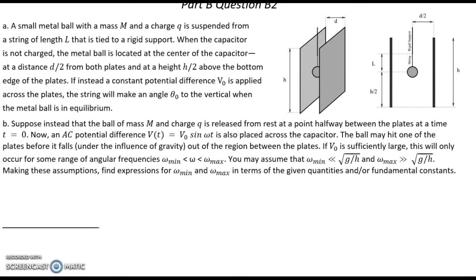ω minimum less than ω maximum. You may assume that ω minimum is much less than the square root of g over h, and ω maximum is much greater than the square root of g over h. Making these assumptions, find expressions for ω minimum and ω maximum in terms of the given quantities and or fundamental constants.